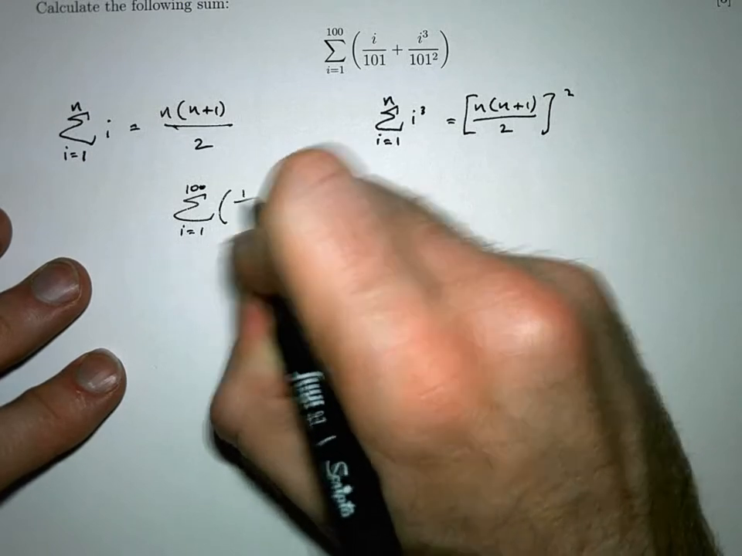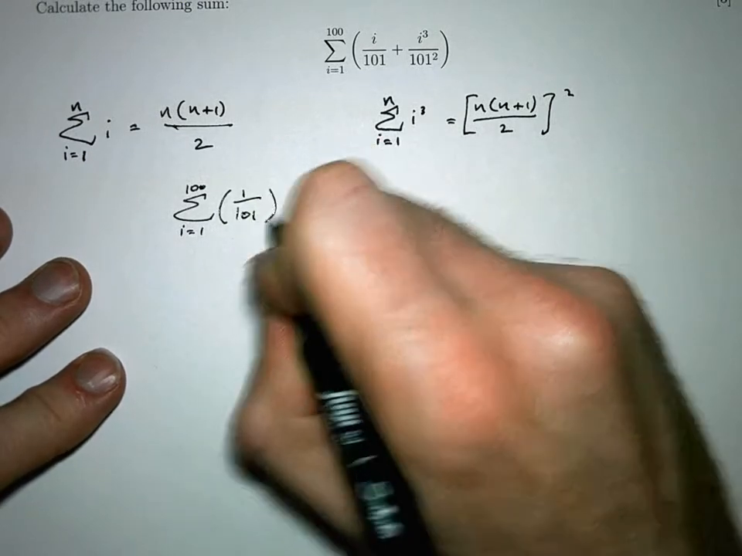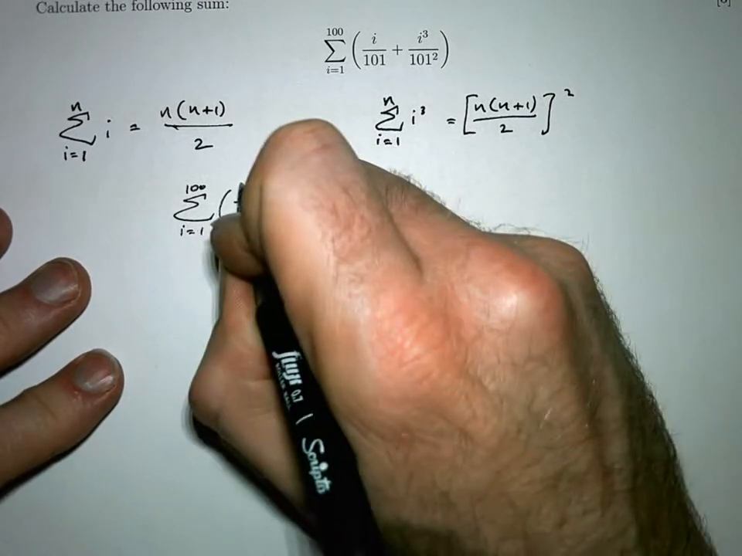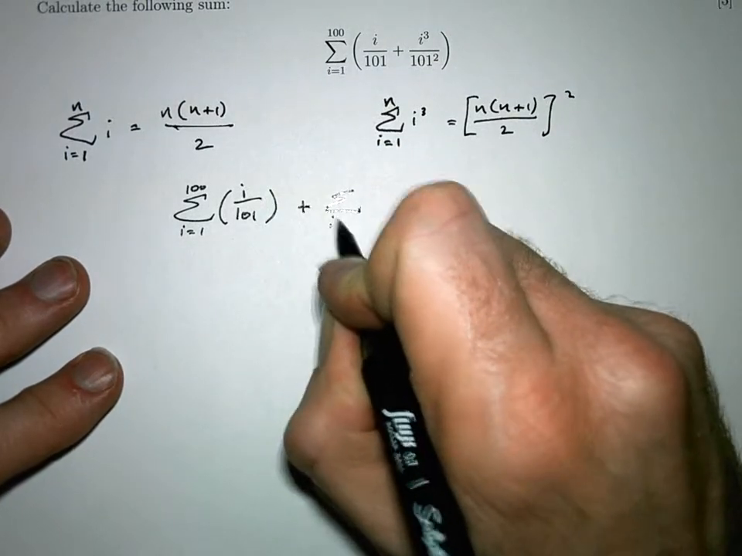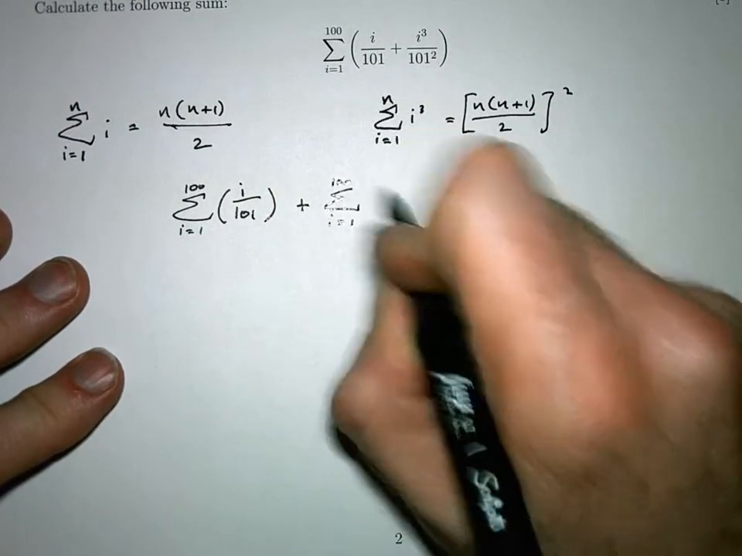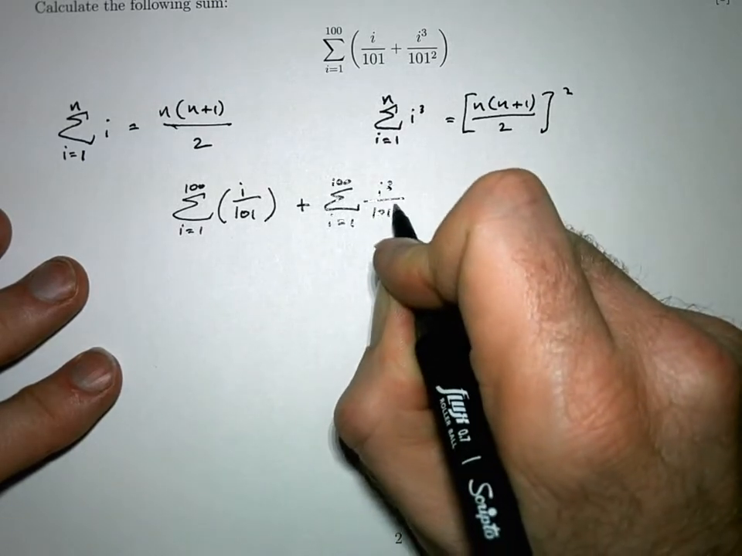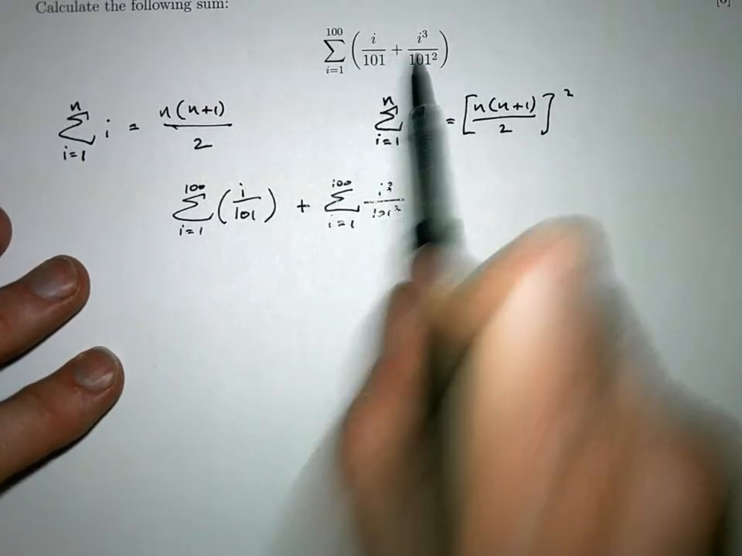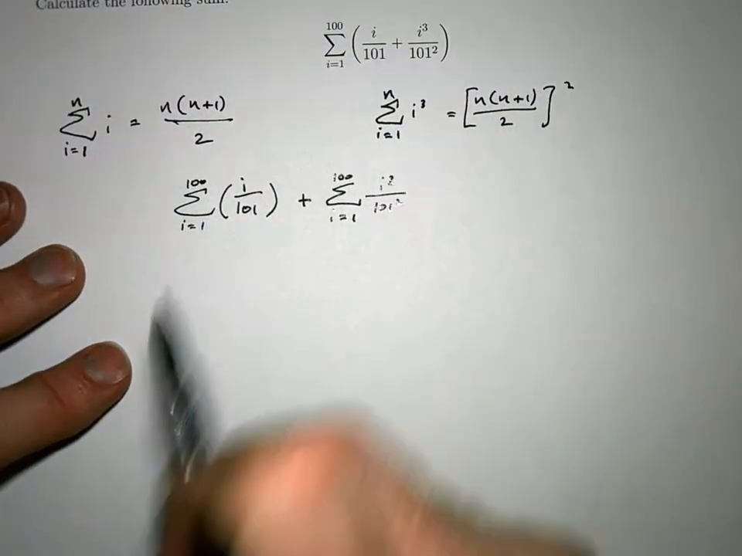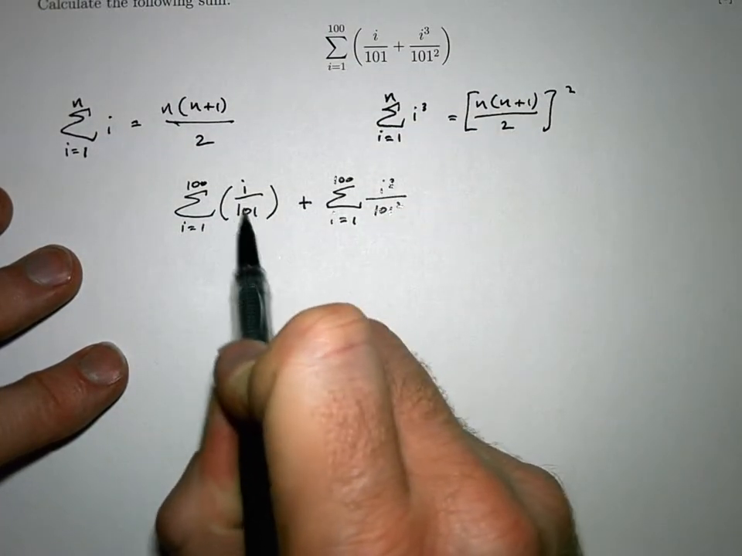Well, the first thing to notice is that we can write this as 2 sums. Okay, remember you can distribute a sum across a sum. And the other thing that you can do is you can factor out a constant. Now there's a constant over here.